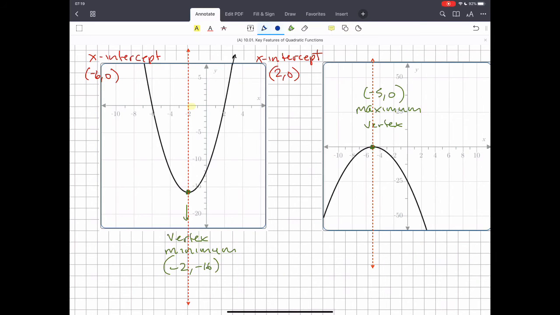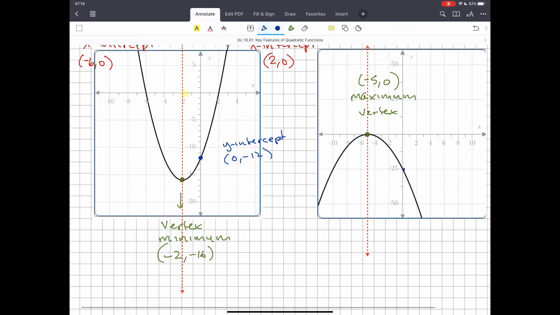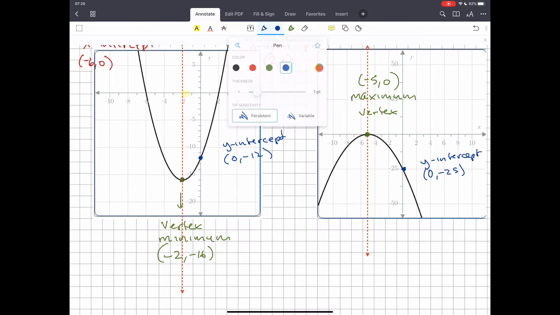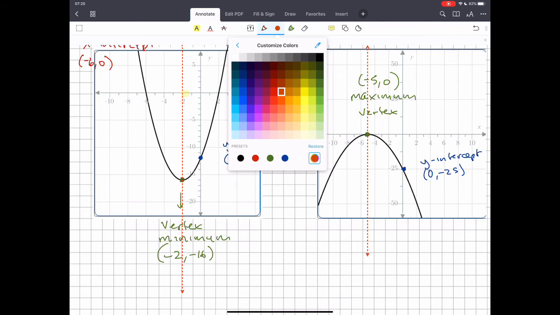Our graphs can have other features. The graph on the left has a y-intercept. This y-intercept is at (0, -12). And the graph on the right has a y-intercept of (0, -25).